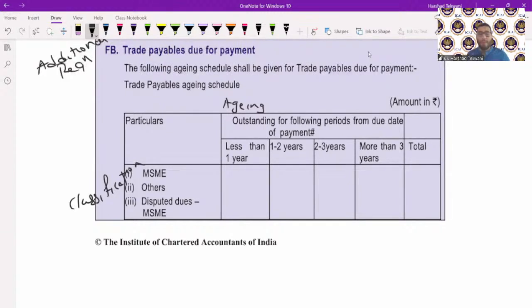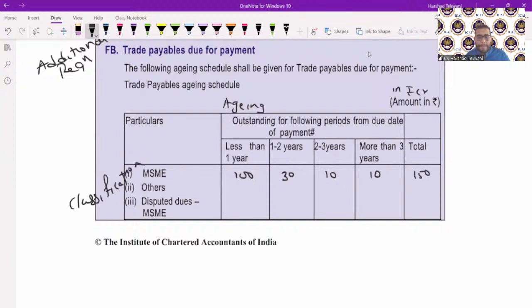Now I'll tell you why this is required. Let's take an example, MSME. Let's say the amounts are in rupees crore. A hypothetical example. Let's say I have 100 crore over here, less than 1 year. Okay, normal cycle, this happens. Within 1 year, my rotation keeps on going. Okay, 1 to 2 years, let's say 30 crore. 2 to 3 years, 10 crore. More than 3 years, 10 crore. In total, it will be 150 crore.